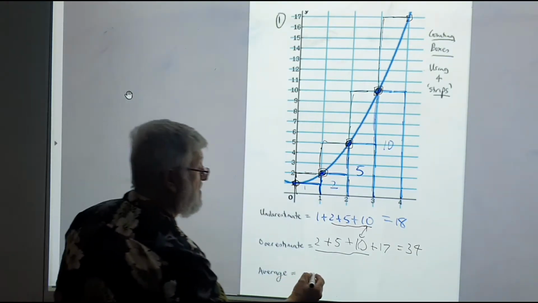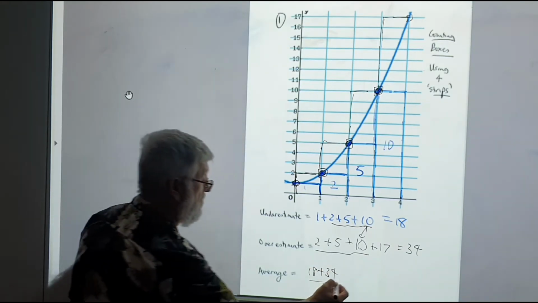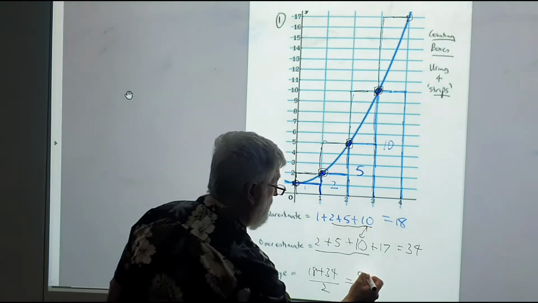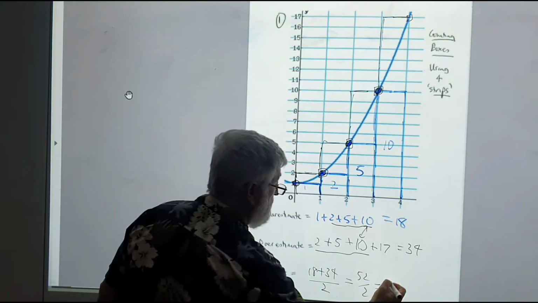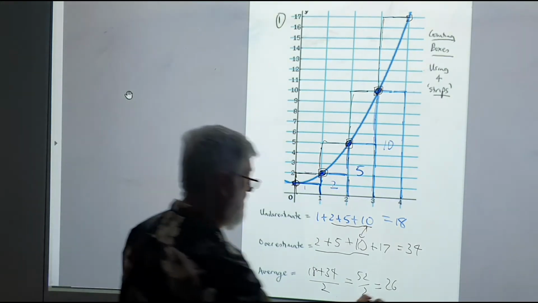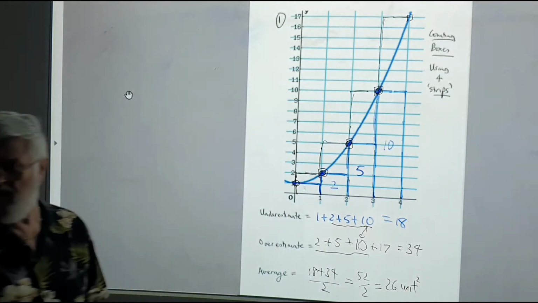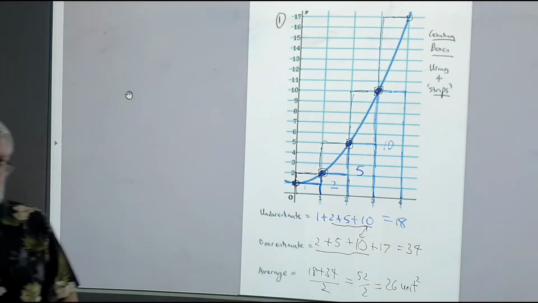So what do we do to get the answer? 18 plus 34 and divided by 2. So of course what have we got? 52 divided by 2. And that's 26, and if it was centimetres squared, you go centimetres squared and metres squared. And we often, old school, used to write it as units squared. And it's incredible how accurate that is.